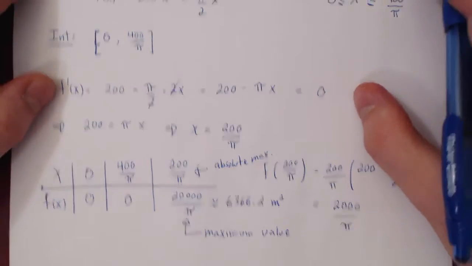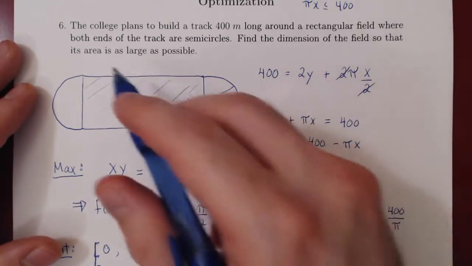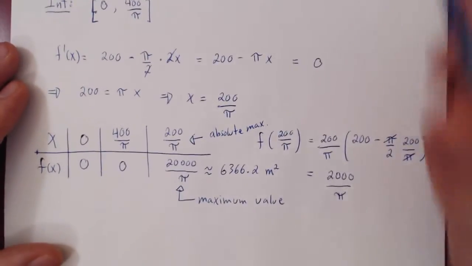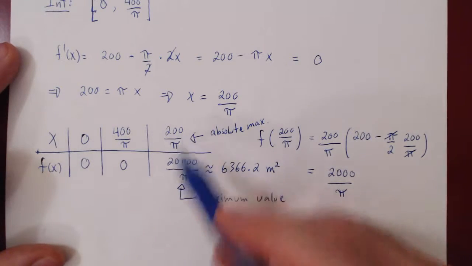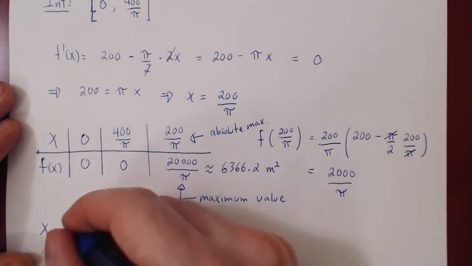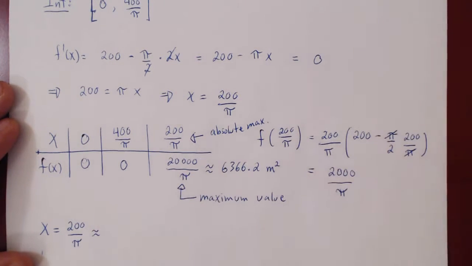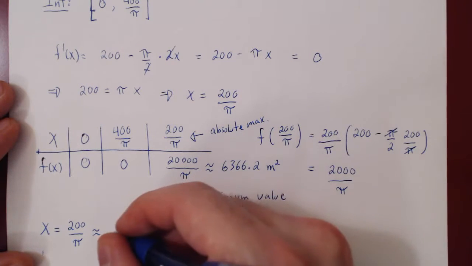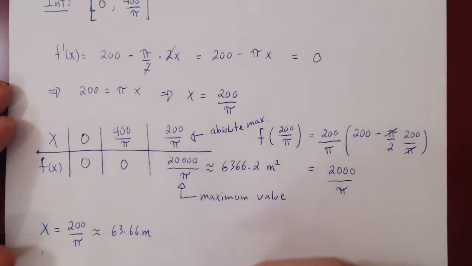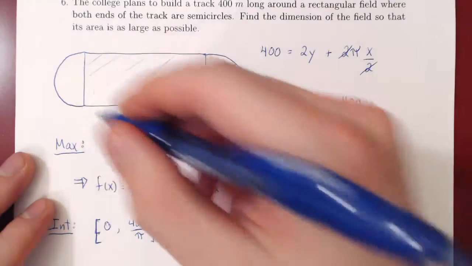But if you remember, the question was asking to find the dimensions of the field so that the area of the rectangular field is as large as possible. Well, we have just found the width of the field, x. What is the length of our field? Right? So x is 200 over pi, and if you compute this, you get approximately 63.66 meters. So this is how wide your field should be so as to maximize its area.